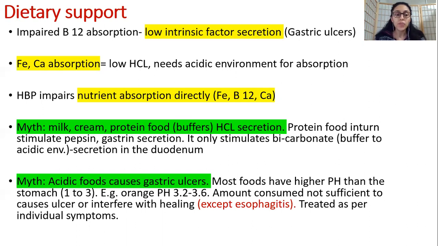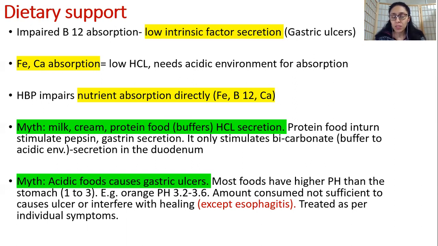Those things don't happen. Okay, then you have another myth that acidic food causes gastric ulcers. Acidic food meaning foods which have lower pH. For example, like oranges, the pH may be 3.2, 3.6. But remember, the pH of your gastric acidity, your gastric HCl, is much lower, anywhere between 1 to 3. Therefore, it is not that the acidic pH of the food is causing gastric ulcer.